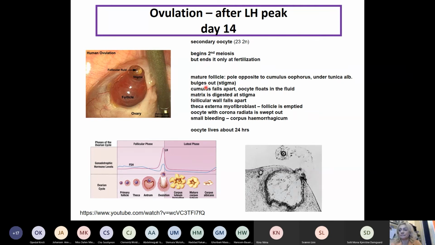And here you can see, before ovulation, the so-called stigma appears on the ovary, and you can actually see that it's going to ovulate. Then there is a small bleeding, because there is a small wound on the surface at ovulation. And what remains, when the whole follicular fluid is swept out with the oocyte, is of course the granulosa and the theca cells. They remain inside, and this is what is going to turn into the corpus luteum.